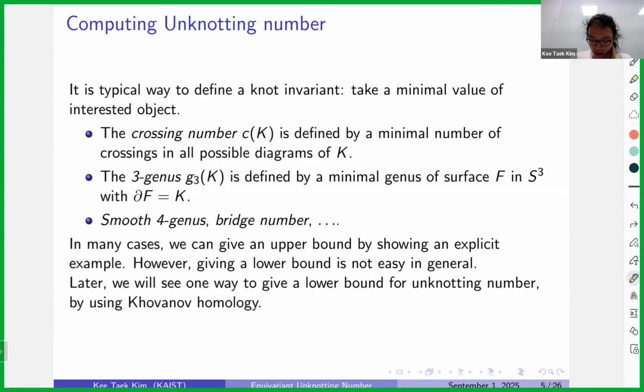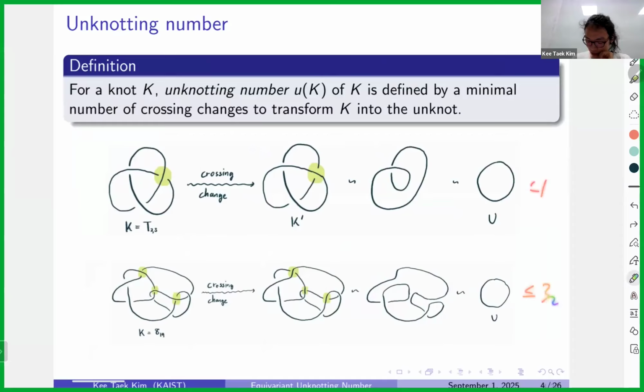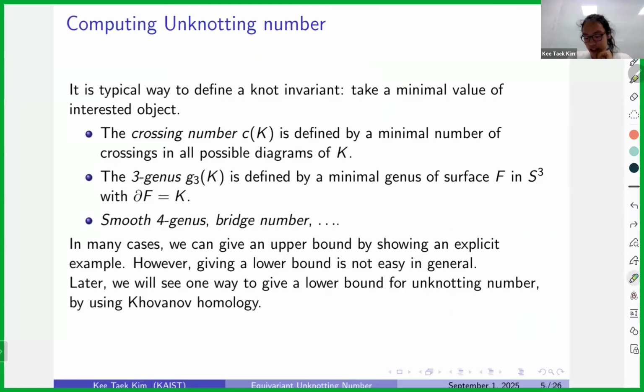In many cases, we can give an upper bound by showing an explicit example, like this case. However, giving a lower bound is not easy in general. So in this talk, we will see one way to give a lower bound for the unknotting number by using so-called Khovanov homology.